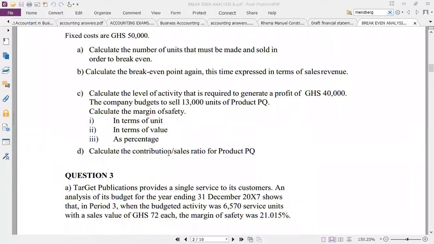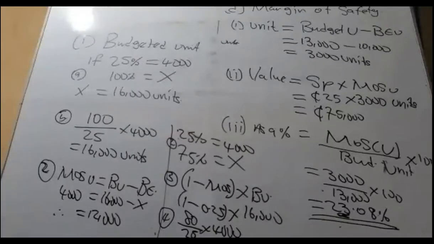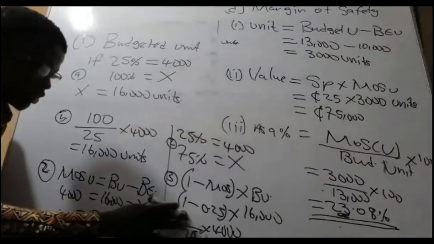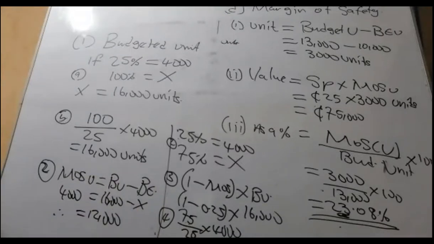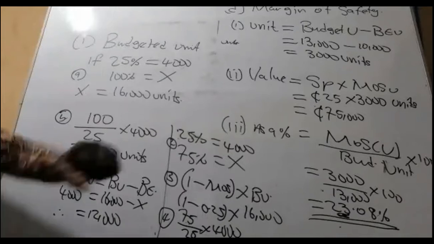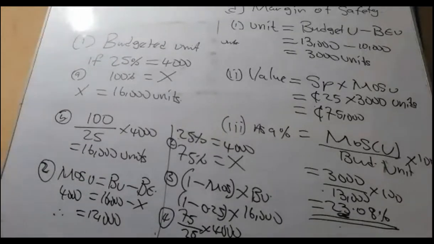The last aspect says that we should calculate the CS ratio, that's the contribution to sales ratio, for the product P. So let's calculate the CS ratio. It must be 75%, not 80%. Thank you very much. It must be 75, not 80, because the margin of safety is 25, so the break-even must be 75. Safety plus break-even gives us the budget, in that order.